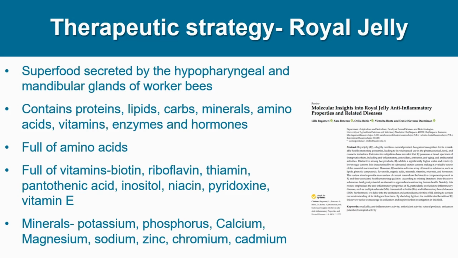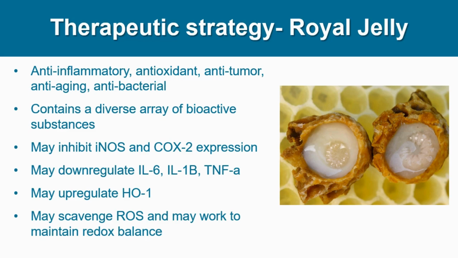It consists of protein, lipids, carbs, minerals, amino acids, vitamins, enzymes, and hormones, and lots of amino acids. Vitamins include biotin, riboflavin, thiamine, pantothenic acid, inositol, niacin, pyridoxine, vitamin E, and minerals include potassium, phosphorus, calcium, magnesium, sodium, zinc, chromium, and cadmium. So it's a superfood. And it has a lot of very interesting characteristics as a result of it. But here's what's really cool. It's anti-inflammatory, antioxidant, anti-tumor, anti-aging, antibacterial, and it may inhibit iNOS and COX-2 expression.